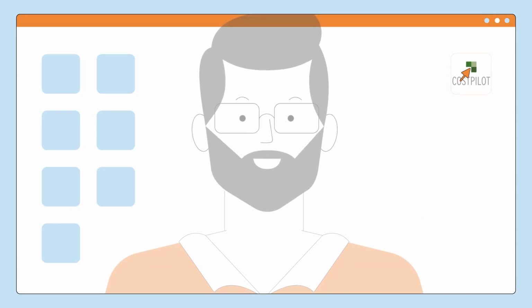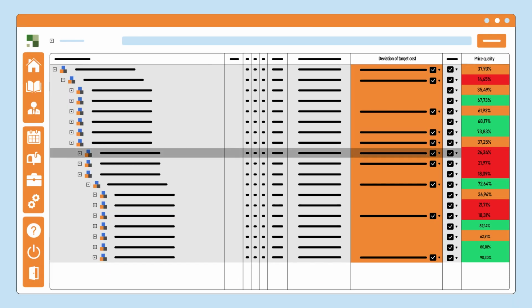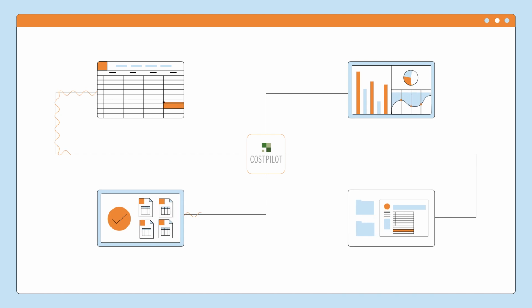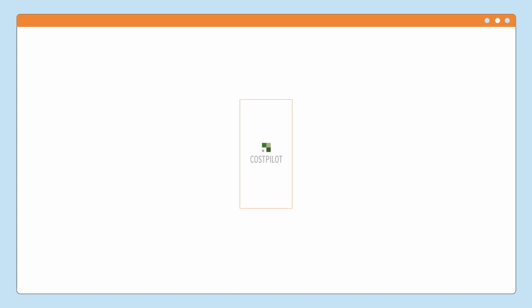Well, life is better with Classmate COSTPILOT. It helps me maintain a comprehensive overview. Deviations from target costs? I can spot those right away. For Classmate COSTPILOT combines cost information from a wide variety of sources, flexibly and dynamically.